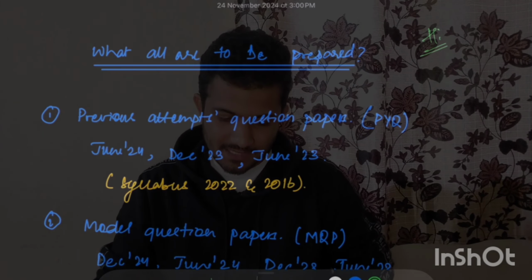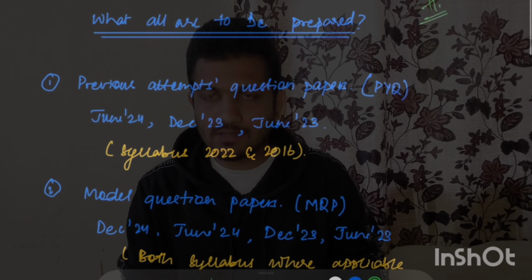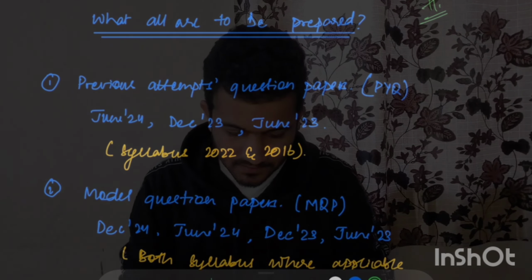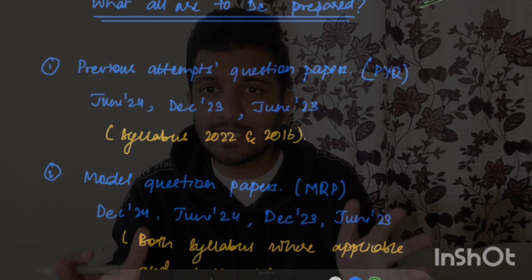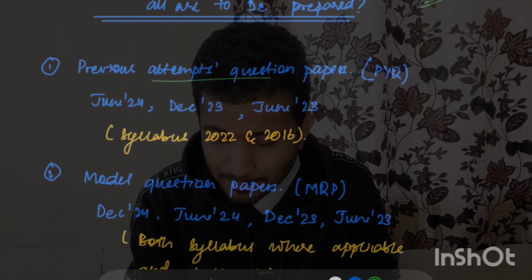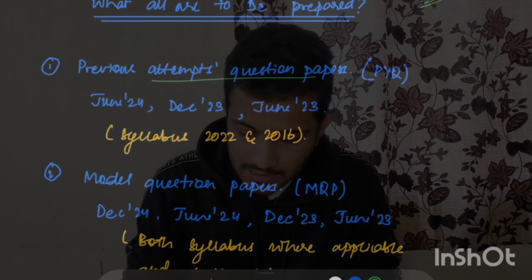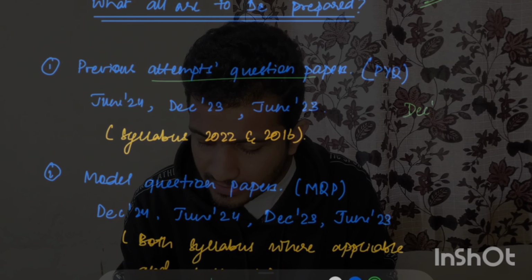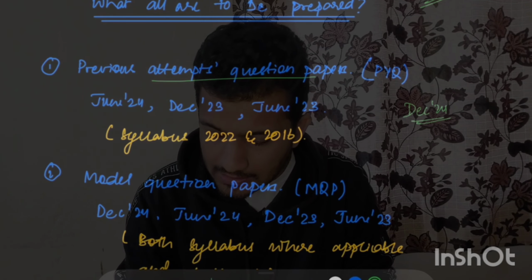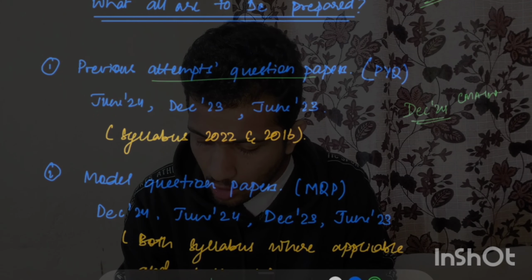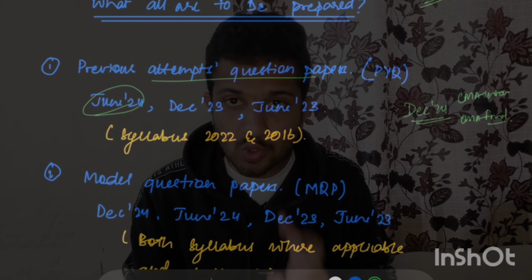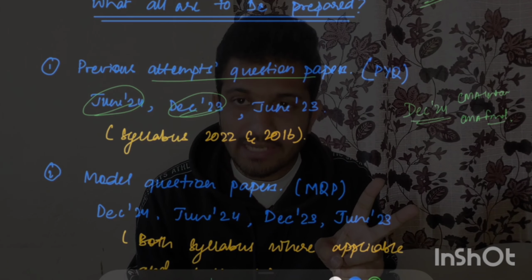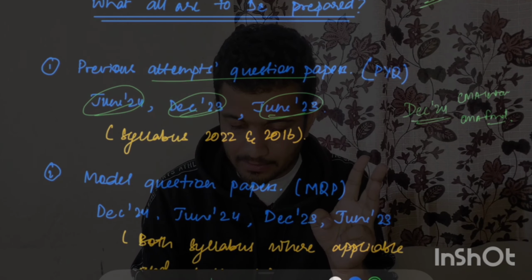Anyways, first of all, what are the things to be prepared? First, I want you to go through a mood-setting thing. What is that? You go through the previous attempts' question papers, right? Since you are in the December 2024 attempt of CMA Inter or CMA Final, you have to go through the June 24 papers, December 23 papers, and June 23 papers, right?